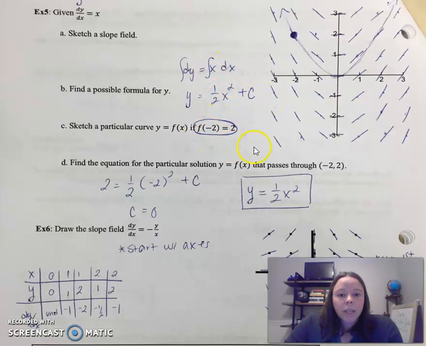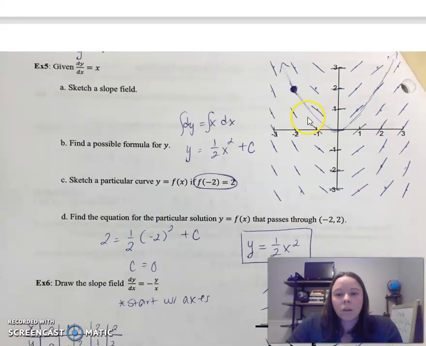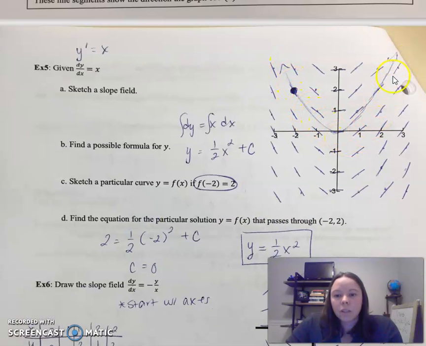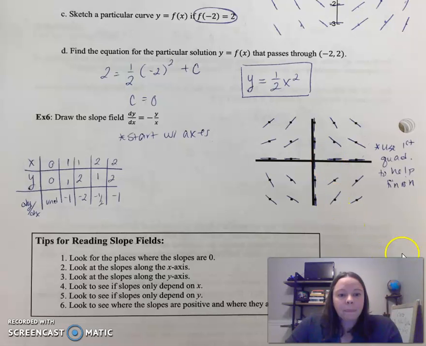Okay, so we solved it by hand. We tried to sketch it and then find the equation, and then we were given that ordered pair to find that C value. So we were able to actually write the equation of what we tried to sketch using the tick marks, using the slope. This is a slope field, using the slope field. Okay. All right, so draw the slope field.